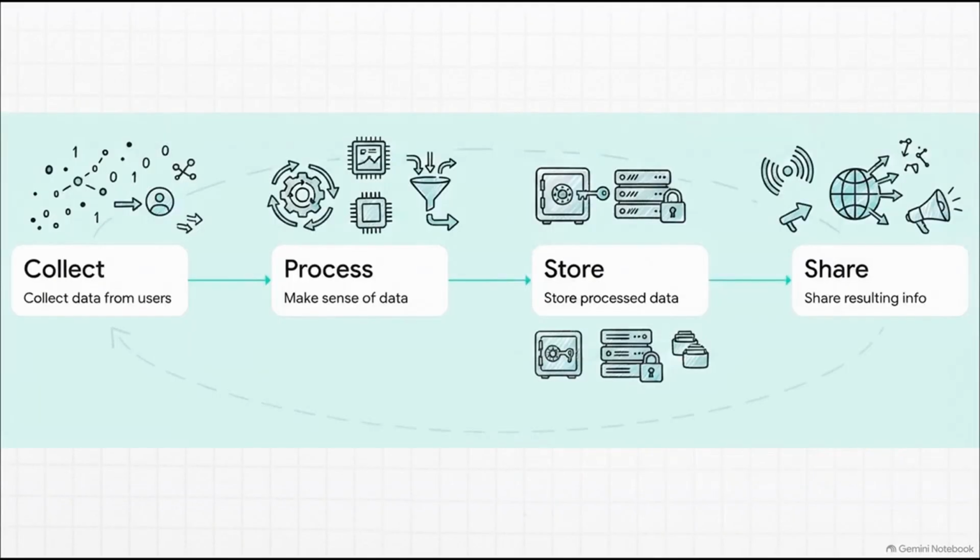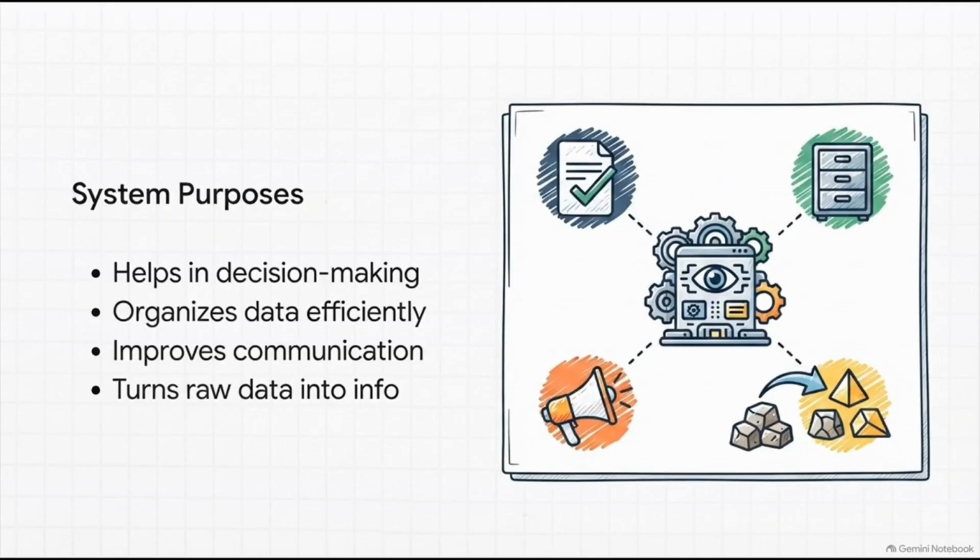To really get how they work, you just need to look at their life cycle. It's a continuous 4-step loop. First, it collects data from you. Second, it processes that data. Third, it stores it securely. And fourth, it shares the information back out. Collect, process, store, and share. It's really that simple.